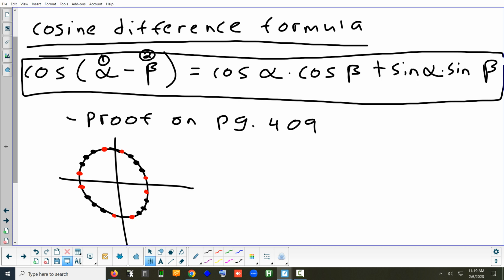If we can figure out how to do the 15s, then we'll be able to do every angle that's equally spaced 15 degrees apart on the unit circle. And that's one thing that the sum and difference formulas do. They help you to figure out the 15s. I'm going to show you how.